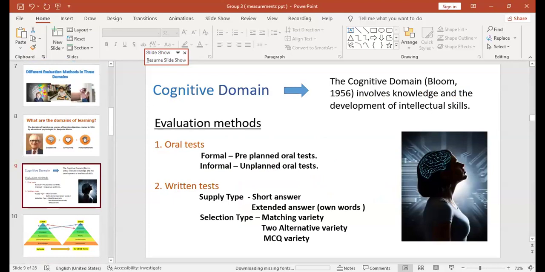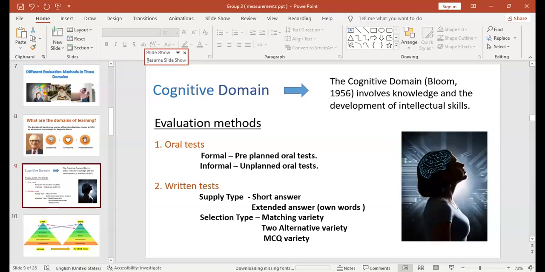Formal oral tests are pre-planned, and they can be assessed using formative and summative methods. Informal tests are unplanned. Here, the teacher asks questions according to the situation. And next one you can see is the written test.